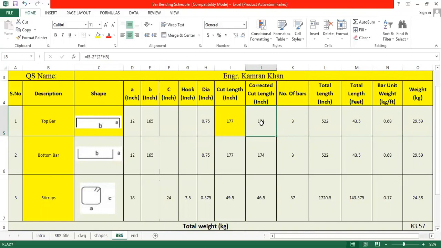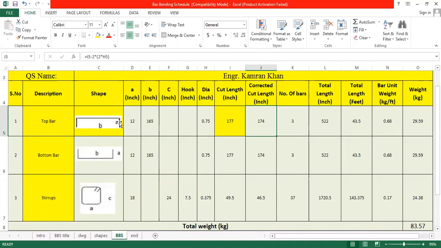So you can use this formula. In this formula, this is the length, 177 inches. From this 177 inches you will have to deduct 2 dia of bar for the right side and 2 dia of bar for the left side. So you will multiply this formula by 2, and after multiplication it will be subtracted from the cut length in order to get the corrected length. So now the corrected length is 174.